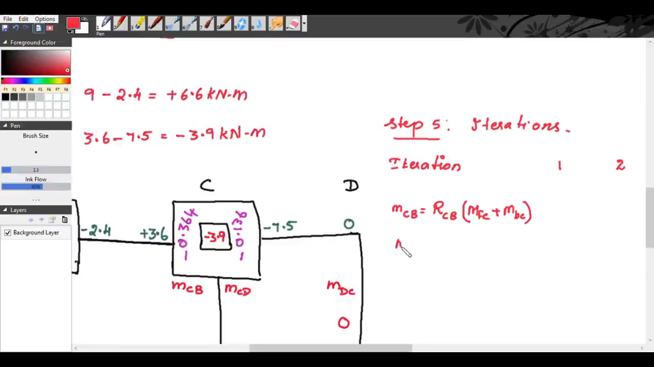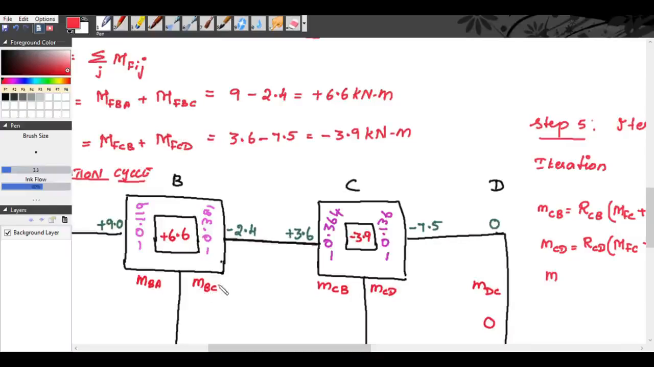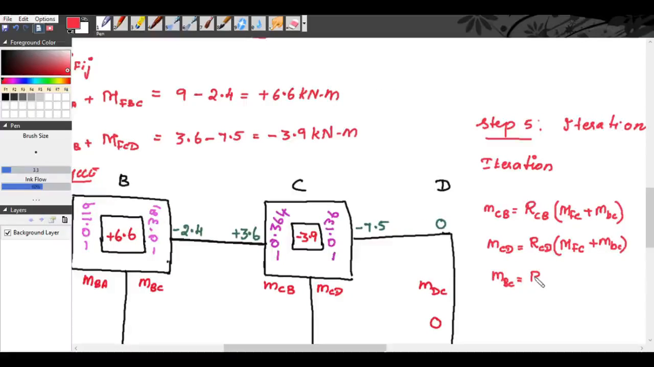Then we will calculate MCD. MCD will be equal to the rotation factor of CD multiplied by the same thing, MFC plus MBC, right? After calculating MCD, we will calculate MBC.